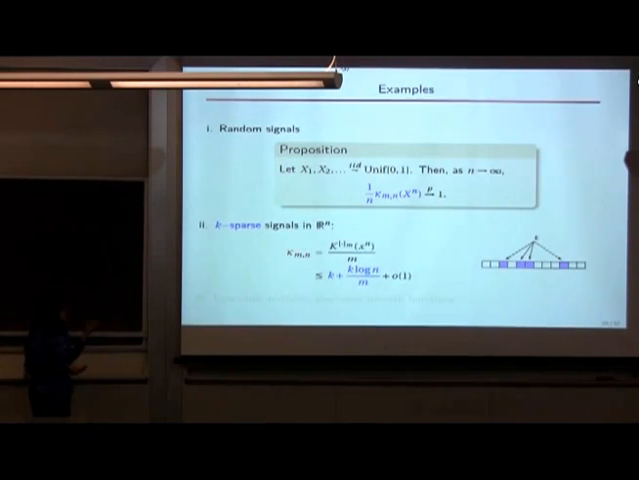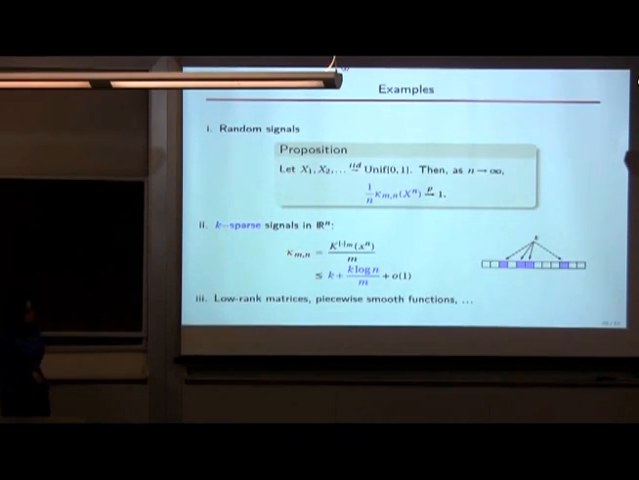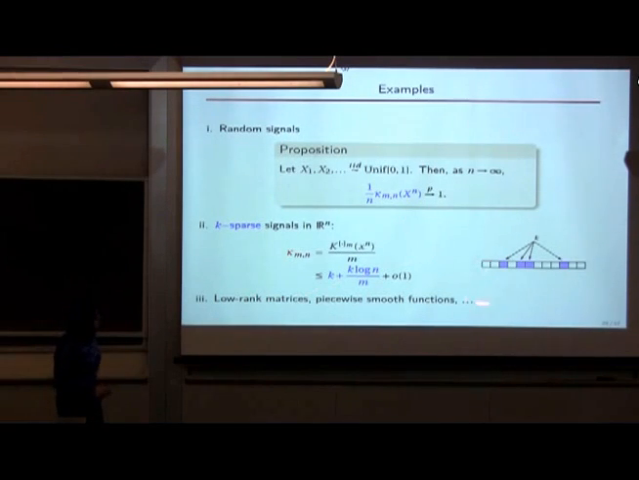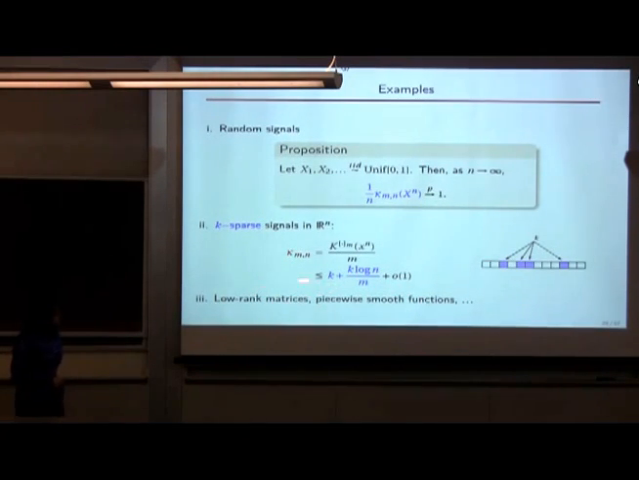Now, a class of structured signals: k-sparse signals. This is the class I mentioned earlier. I have a signal of length n, and it has k non-zero elements. We can prove the KID of such signals is upper bounded by this expression, k plus k log n over n. And if k is smaller than n, the KID is much smaller than n. We can use this result for other instances. I'm not giving the equations here, but we can apply it to low rank matrices, piecewise smooth functions, samples of polynomials, and so on.